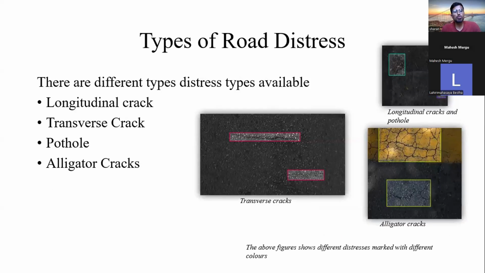Coming to the types of road distress, we have longitudinal cracks, transverse cracks, potholes, and alligator cracks. Transverse cracks are the horizontal cracks which happen across the road. Longitudinal cracks run along the parallel side of the road. Potholes are like a pit in the road. And alligator cracks are uneven types. You see this, right? These are the alligator cracks which might happen on the roads.